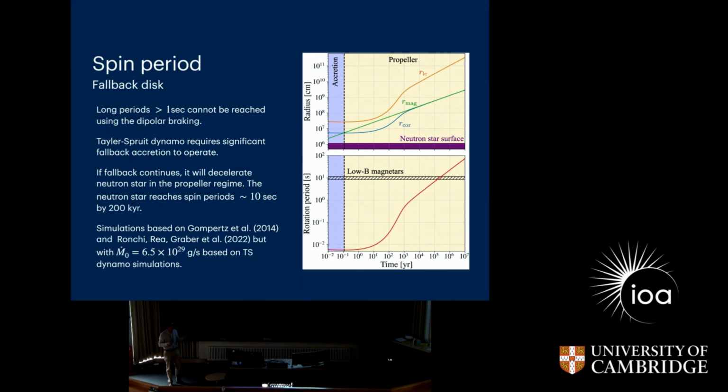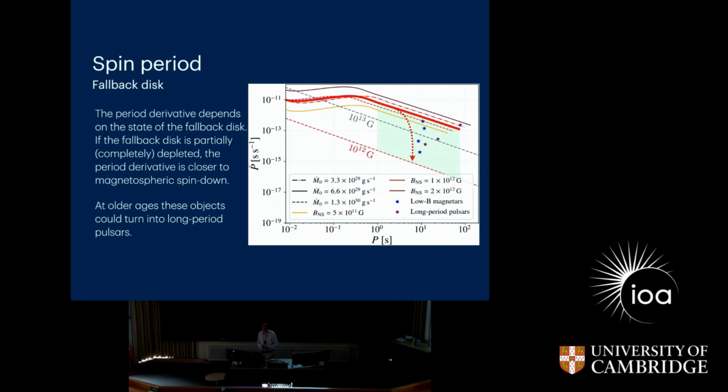Can we think about a continuation of this fallback in the form of a fallback disk? We modeled, using the model by Ronchi, Rea, and Graber, and an earlier version by Chatterjee, the interaction of a dipolar magnetosphere with a fallback disk. And we see that we can get spin periods comparable to 10 seconds in 100 or 200 kiloyears. So if this fallback disk exists and interacts with the magnetosphere, it can slow down this object to rotational periods comparable to those typical for low B magnetars.